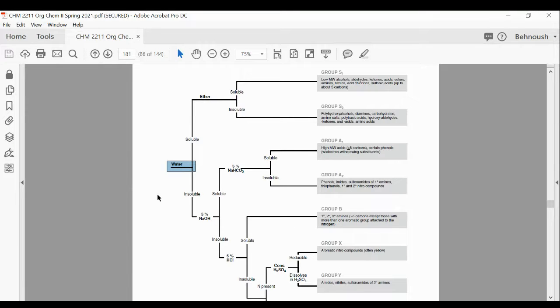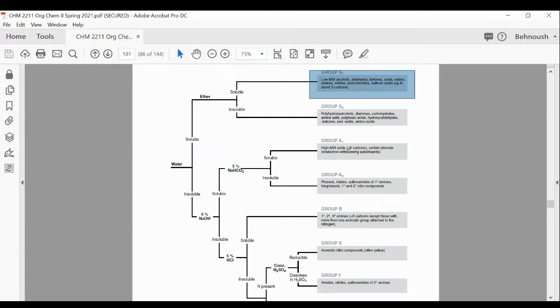So when you use the solubility chart, first you start dissolving the sample in water. If it doesn't dissolve in water, you go down, but if it dissolves in water, you would go up. Okay, so if the compound is soluble in water, what type of compound could it be? You already said that it's going to be a polar compound, and here are some examples of polar compounds that you have there.